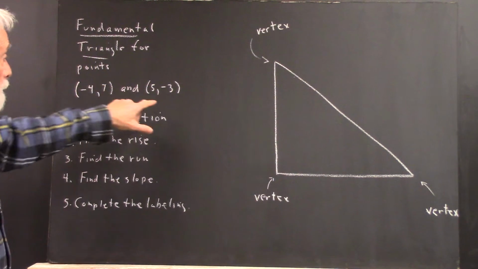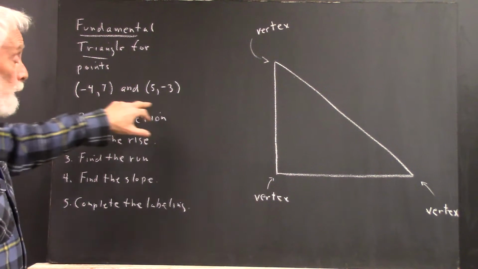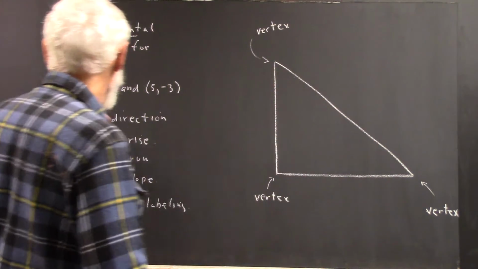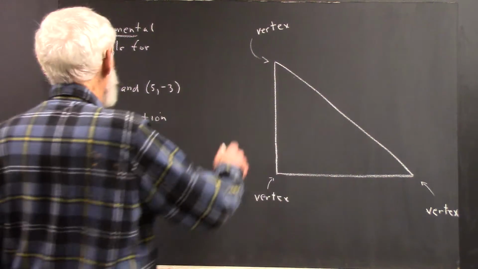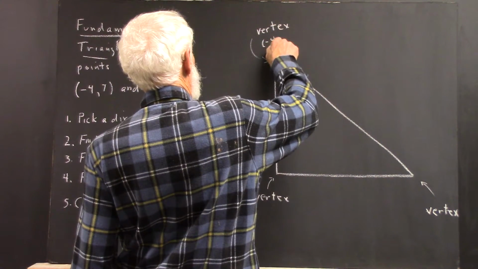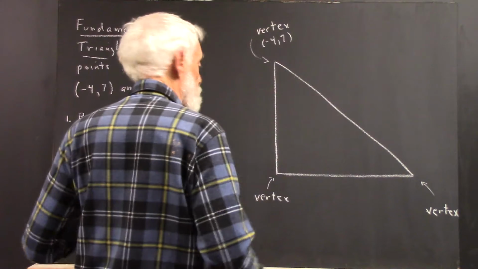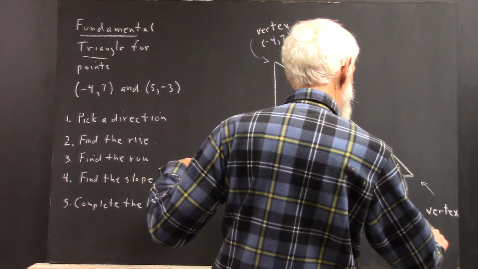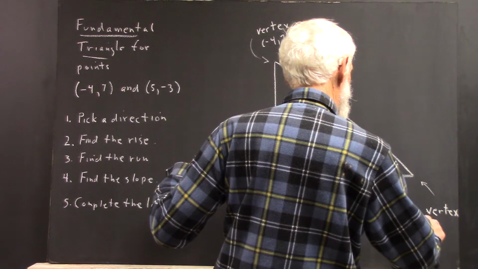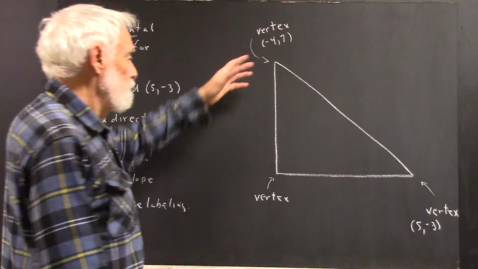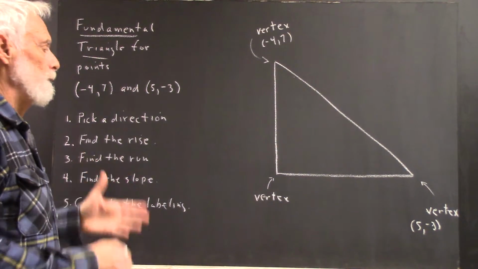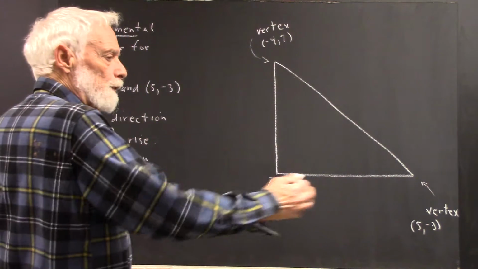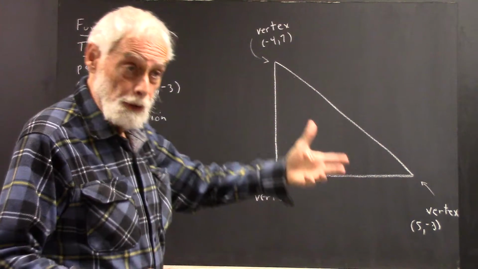Fundamental triangle for two given points. Well, the two points will be the vertices on the hypotenuse of the triangle. So the vertex for these two points is going to be -4, 7. That's for this point, and this point is 5, -3. You want to do the triangle more or less to scale, but it's not even necessary to have a really good scale, since x and y scales on a graph might be different.